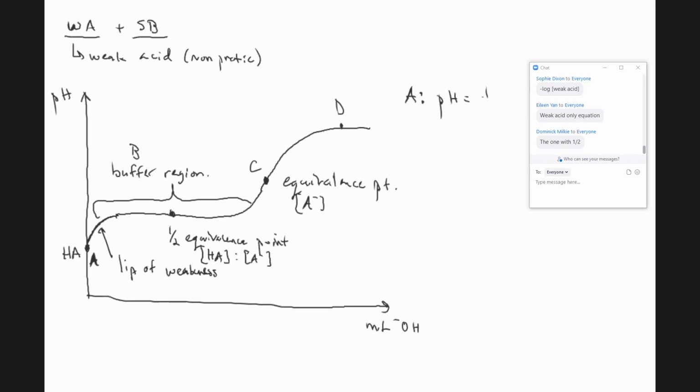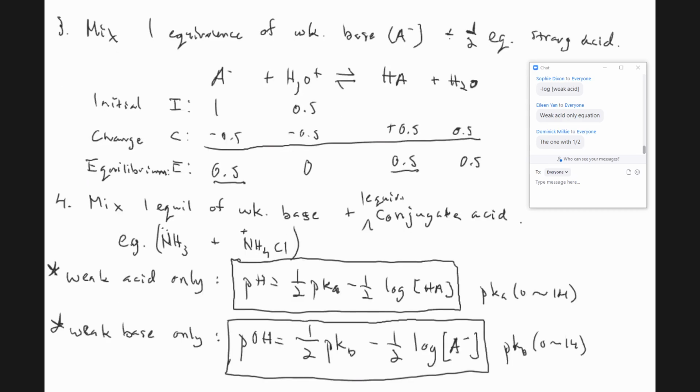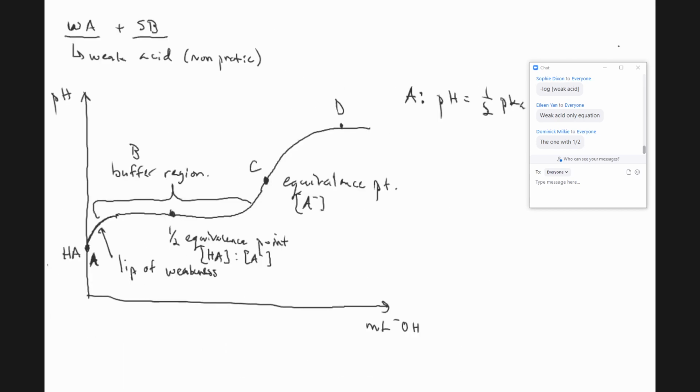pH is equal to 1/2 pKa right here minus 1/2 log of your concentration of your acid. Let me write that better. That you had in your solution. Okay.